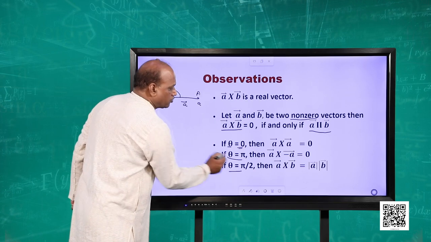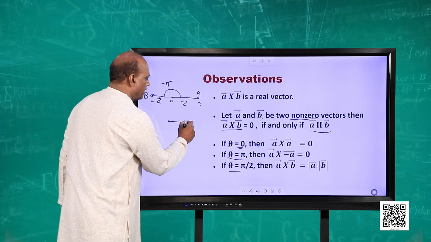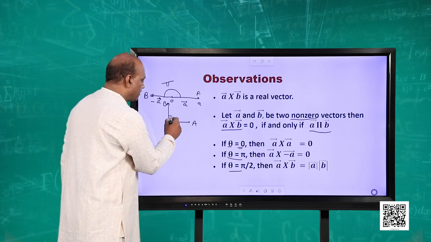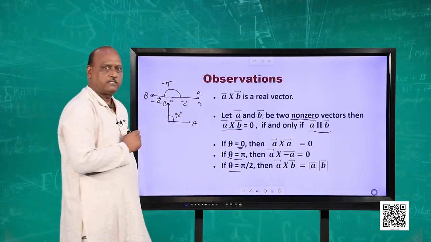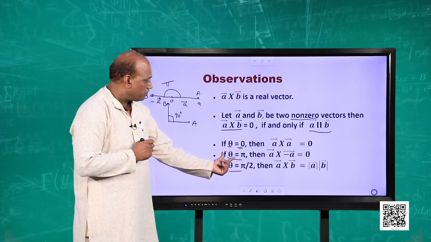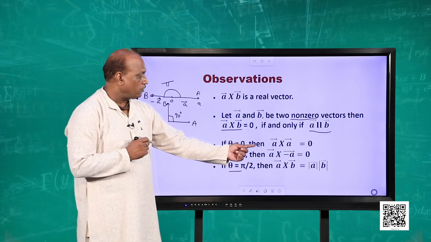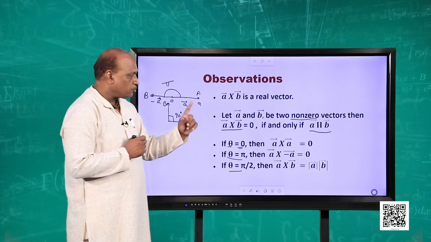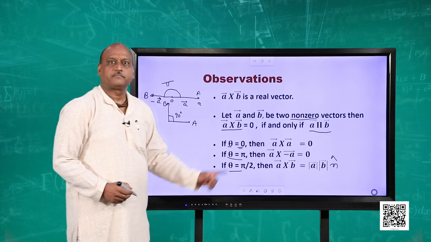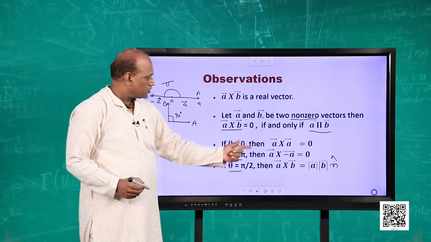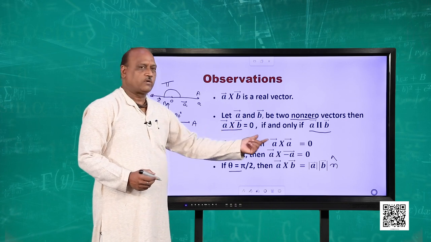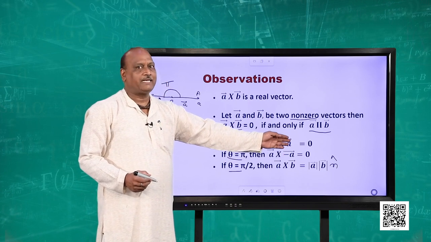If theta equals pi by 2, it means A and B make an angle of 90 degrees, so they are perpendicular, and sine 90 is 1. So A cross B equals magnitude of A into magnitude of B n cap, with direction given by n cap. So if theta equals pi by 2, then the cross product of A and B equals magnitude of A times magnitude of B n cap.